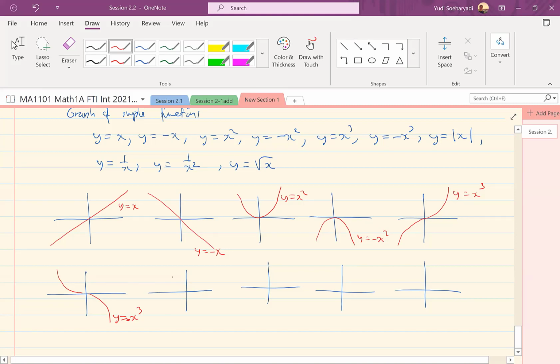What else? Oh, absolute value. Remember, absolute value in the negative part looks like negative x. So this one. For positive x, it looks like this one. So the graph looks like this one.